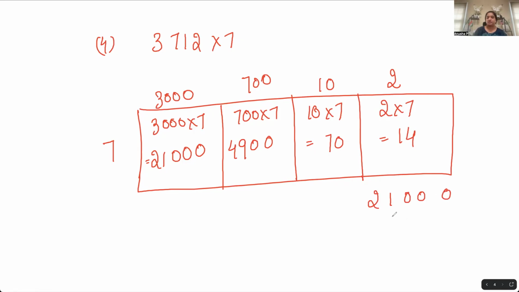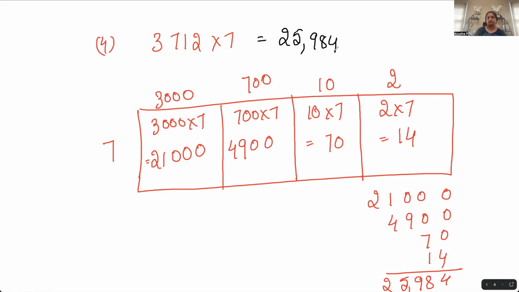Writing the place values is very, very important. Be careful while you're writing. Okay. 70 and then 14. So 4. 7 plus 1 is 8, 9. 4 plus 1 is 5 and 2. The final answer, when you multiply 3712 times 7, what you will get? 25,984.